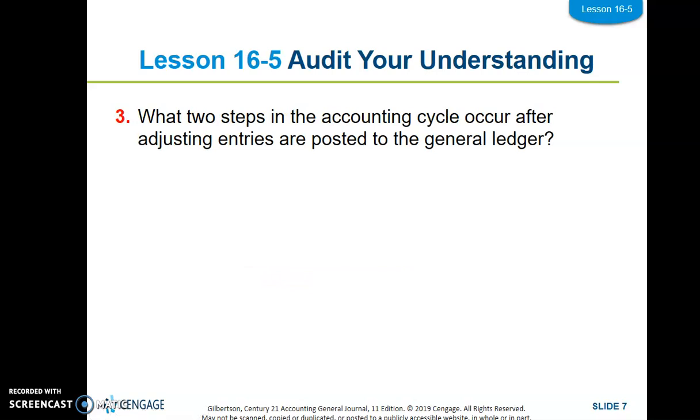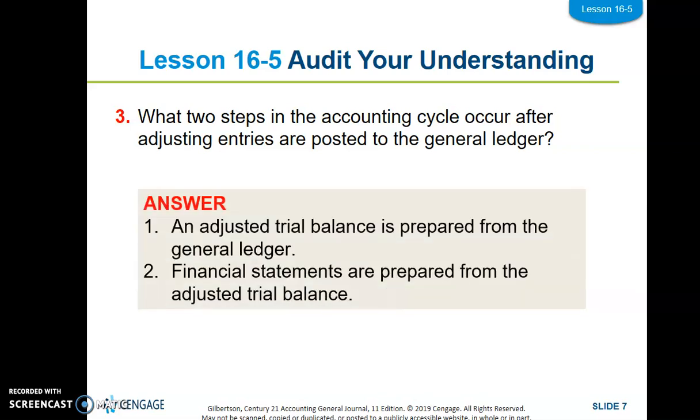What two steps in the accounting cycle occur after adjusting entries are posted to the general ledger? An adjusted trial balance is prepared, and then the financial statements are prepared from the adjusted trial balance. That is short, and this work together is pretty easy as well, so we're going to move right into that.